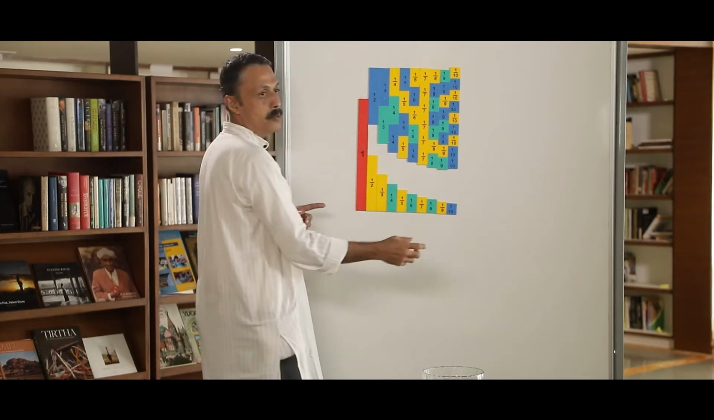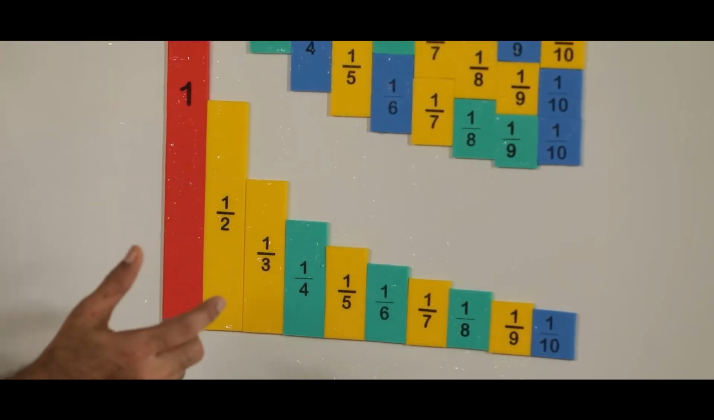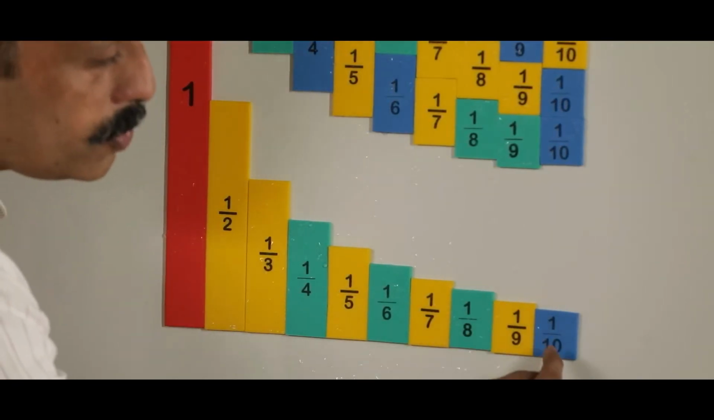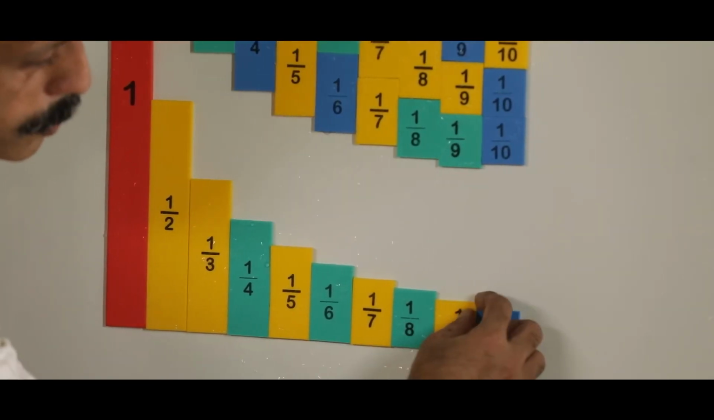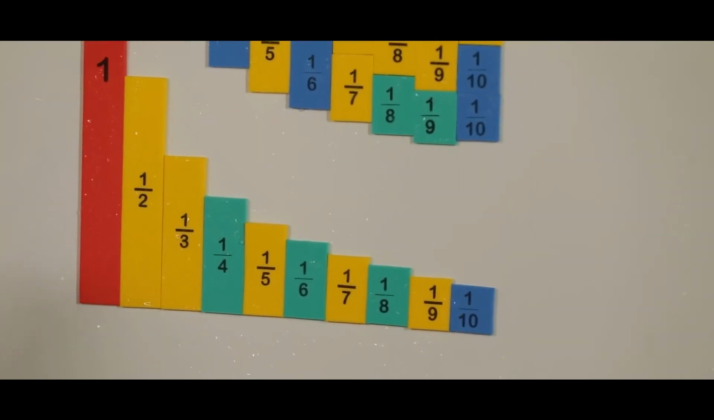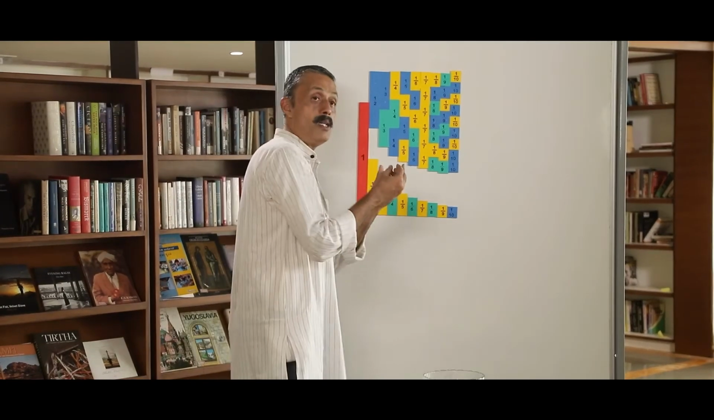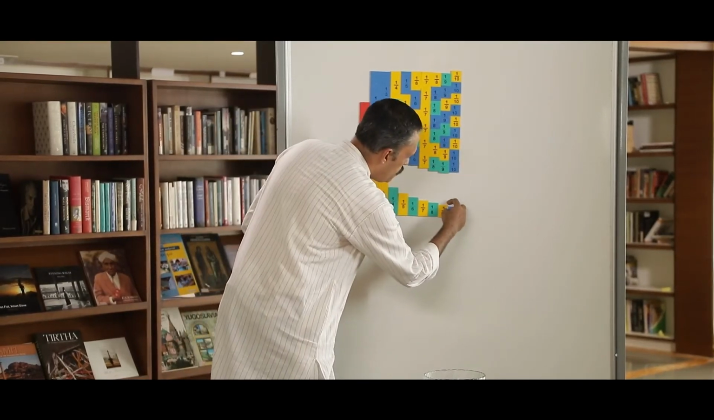Not just comparing 1 of 2 and 1 of 8. You can also compare if 1 of 9 is greater or less than 1 of 10. When we say concrete stage, we can touch it, we can feel it, and then I can analyze it that this is bigger.